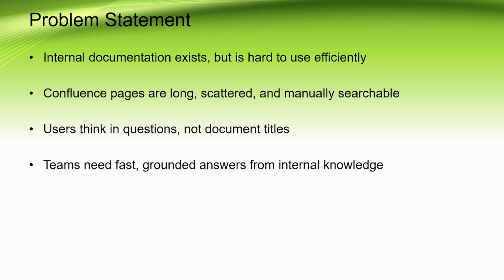A user usually has a question like, how do I set up Python for this environment? But Confluence Search expects them to already know where to look. So the problem I wanted to solve was, how can we let users ask natural language questions and get reliable answers directly from internal documents?